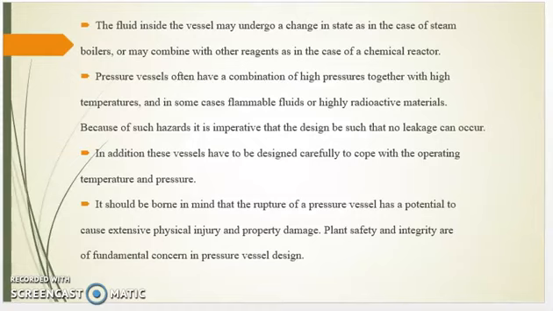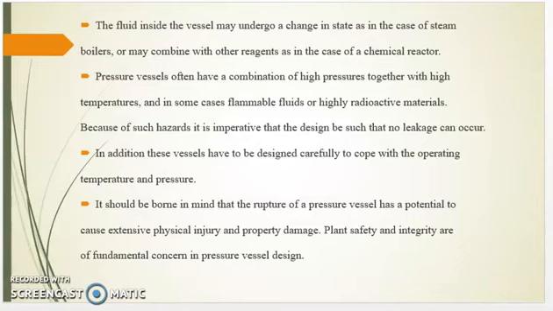The fluid inside the vessel may undergo a change in state, as in the case of steam boilers, or may combine with other reagents, as in the case of a chemical reactor. Pressure vessels often have a combination of high pressures together with high temperatures, and in some cases flammable fluids or highly radioactive materials. Because of such hazards, it is imperative that the design be such that no leakage can occur.